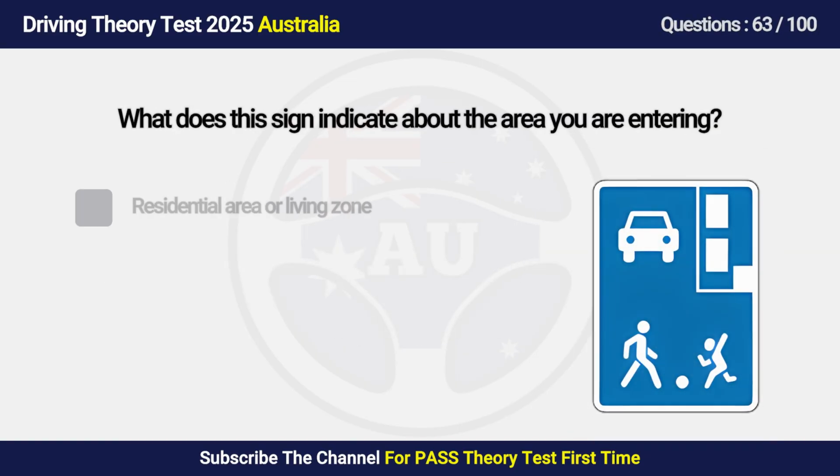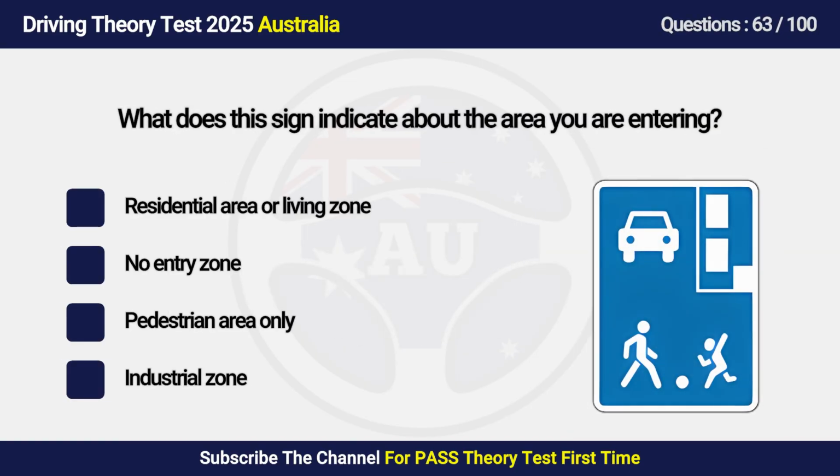Question 63. What does this sign indicate about the area you are entering? A, residential area or living zone. B, no entry zone. C, pedestrian area only. D, industrial zone.